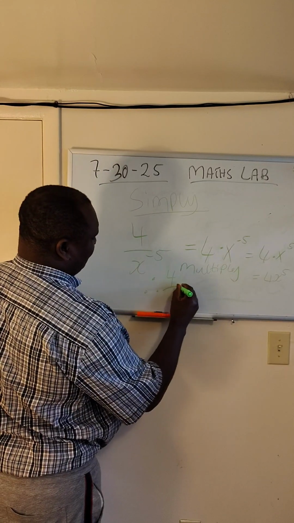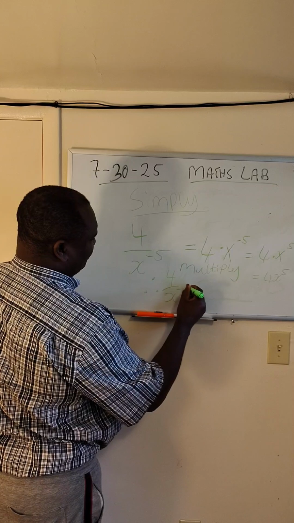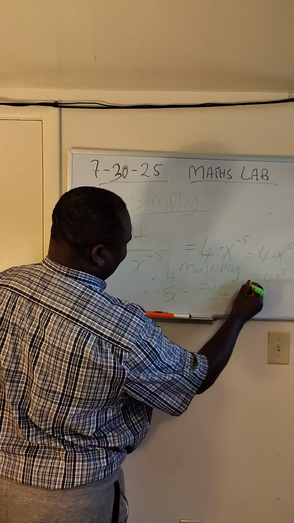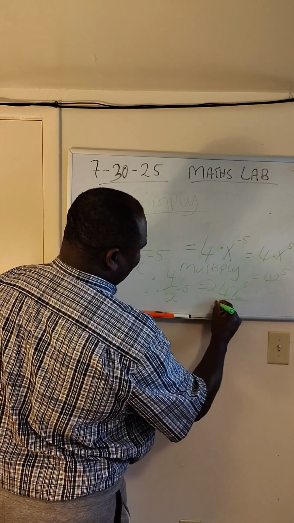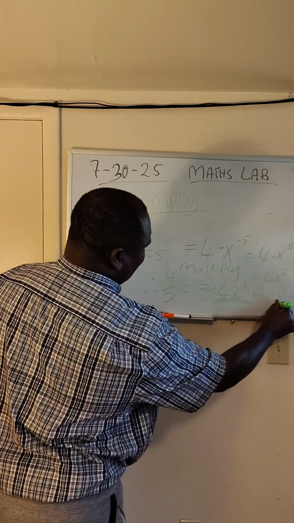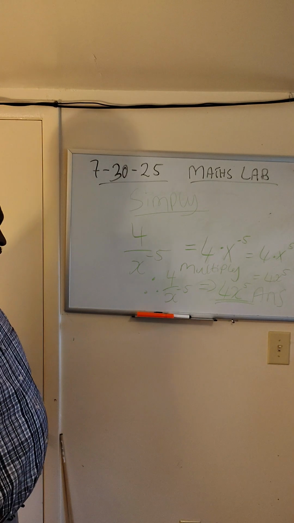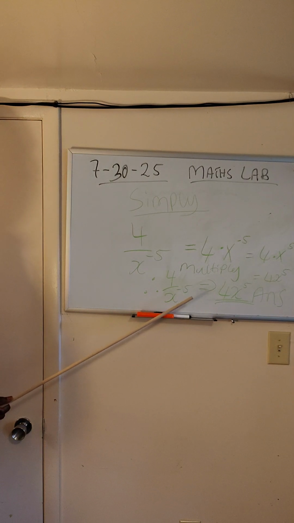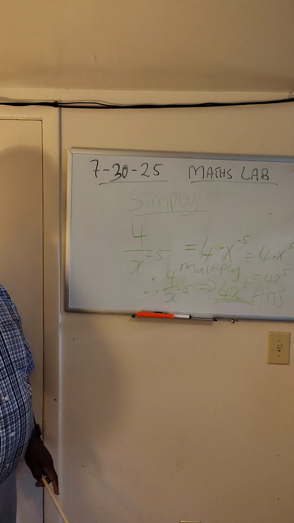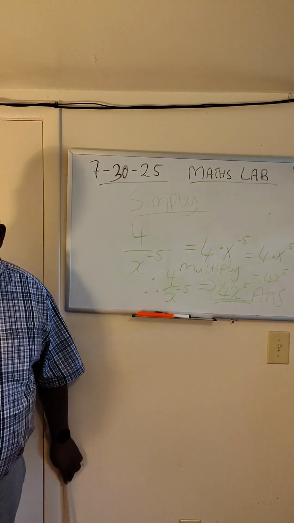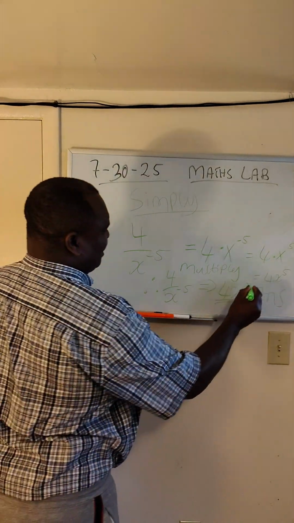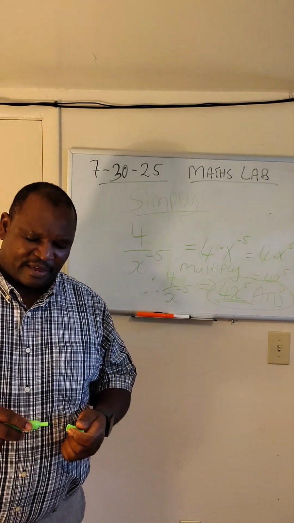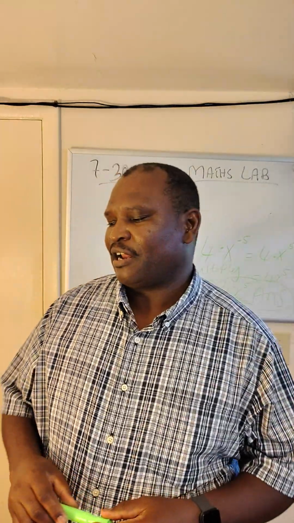Therefore we can say that 4 over x to the power of negative 5 is equal to 4x raised to the power of 5. 4x raised to the power of 5 becomes our answer. So now this right here becomes our answer.